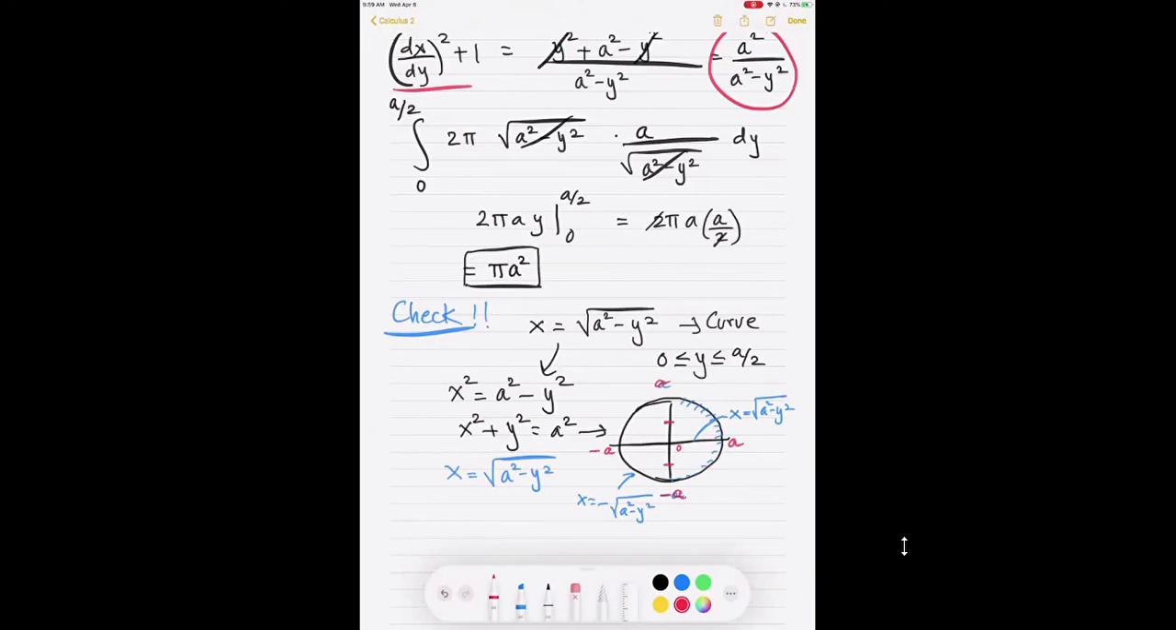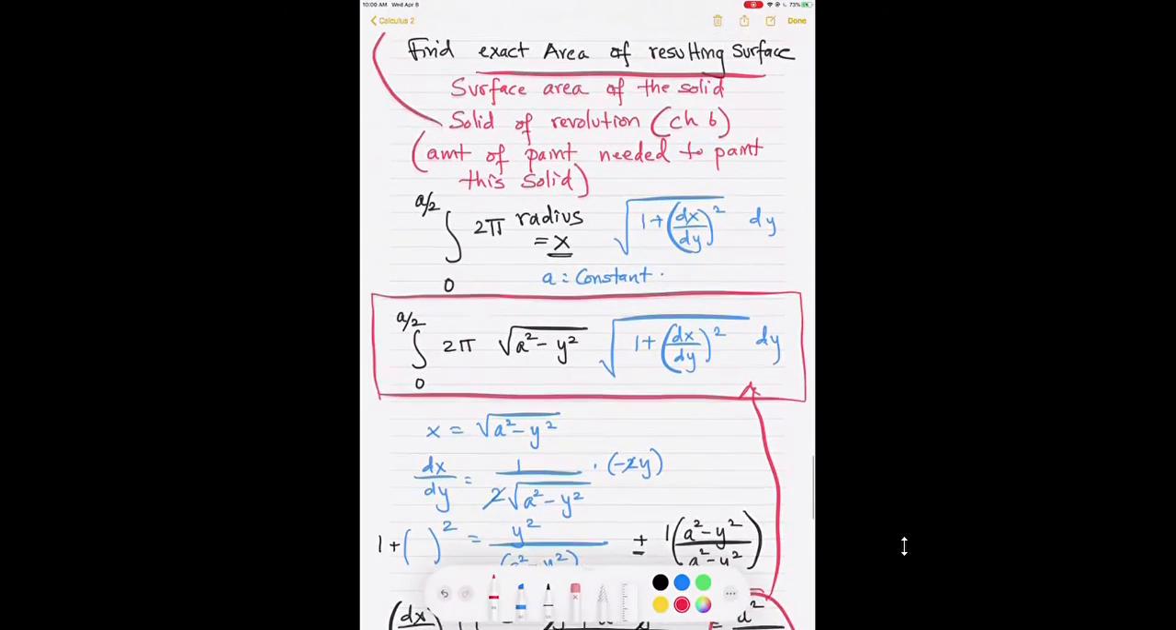So y was between 0 and a over 2. So you were talking about this region. I'm sorry, I'm grabbing the wrong things. So this is y equals a over 2. This is y equals 0. And it was this region that you're talking about. This was the one that was going about what? X-axis?